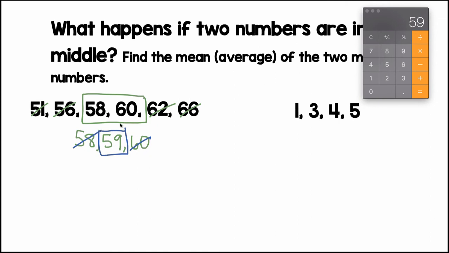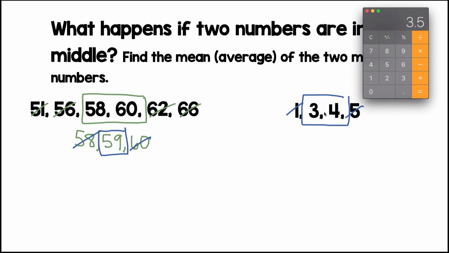The only time that this might not work exactly is, let's say we have this list over here where we'll cross out. We have 3 and 4 in the middle. There's nothing in between 3 and 4. So you can kind of do this 2 ways. You could find the mean. 3 plus 4 is 7. 7 divided by 2 is 3.5.